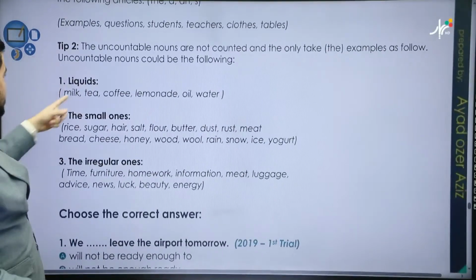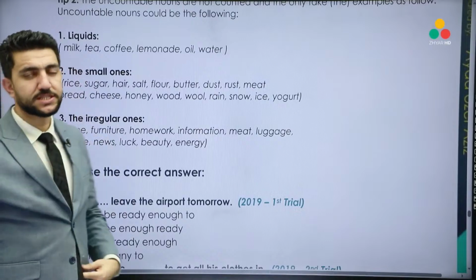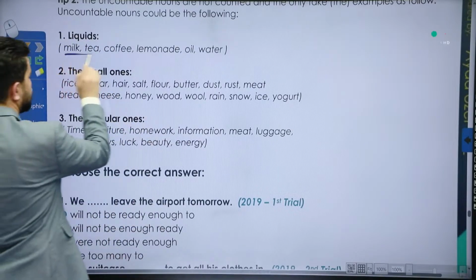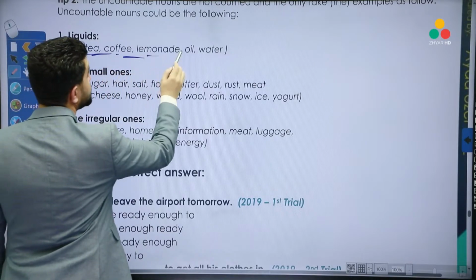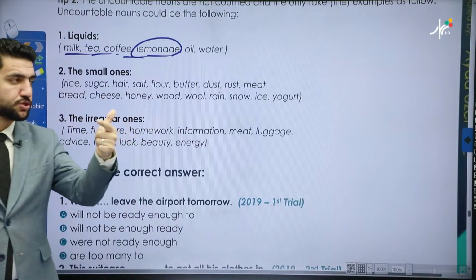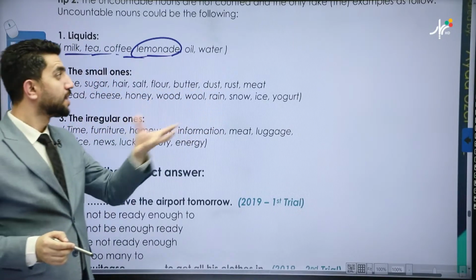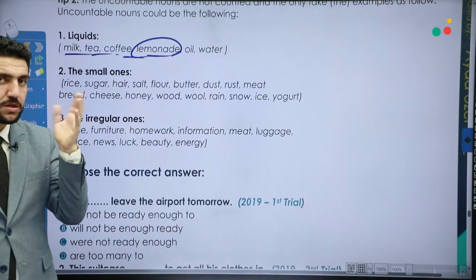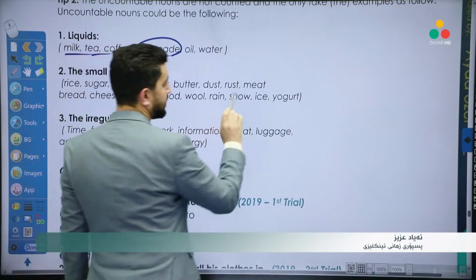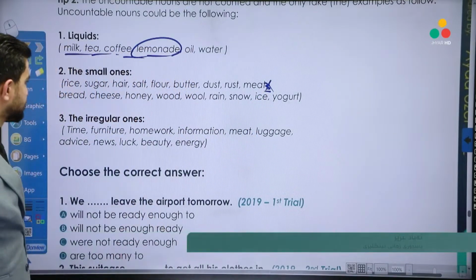Let's take a look. Liquids are, what we said? Liquids are uncountable nouns, so we use too much. Too much milk, too much coffee, too much lemonade. Okay? We have some small ones like sugar, salt, flour, butter, dust, rust, meat, cheese. These are all uncountable nouns, so we use much. How do you know it's uncountable noun? It's not possible to add plural S. That's why it's uncountable noun.